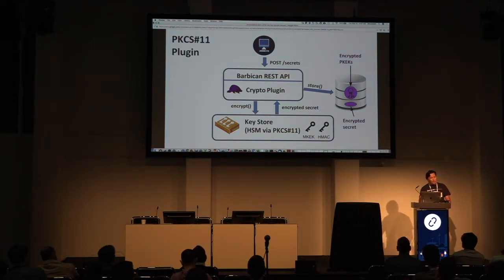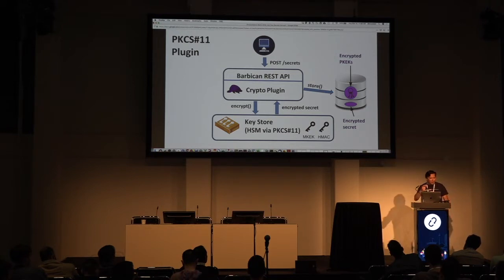So in this case, you talk to your HSM. There are actually two keys there. One is a master key encryption key. There's a couple of different layers here. First of all, when a project first goes and talks to Barbican, there is a project key encryption key, a project encryption key that is generated within Barbican and that is encrypted by the key encryption key and that is stored in the database.